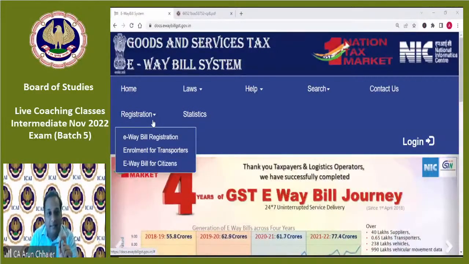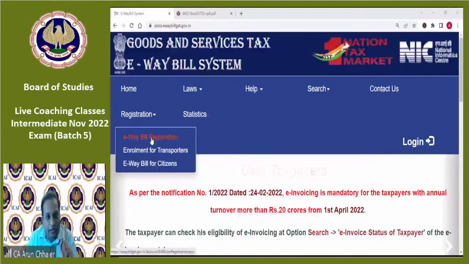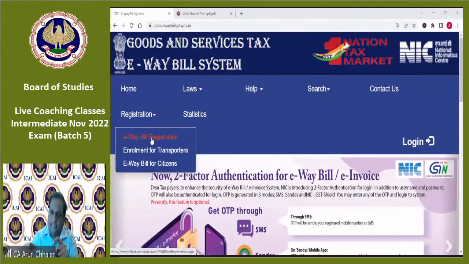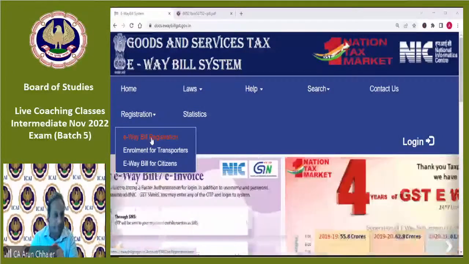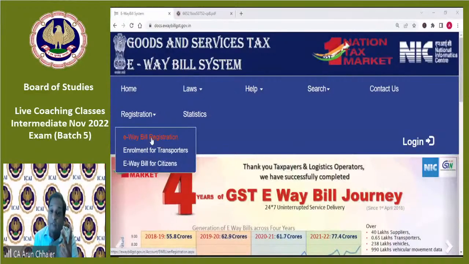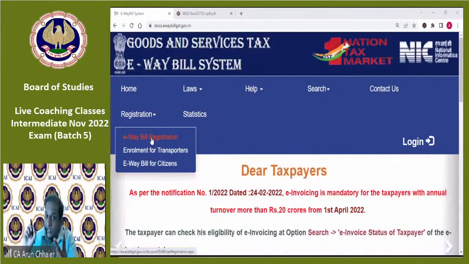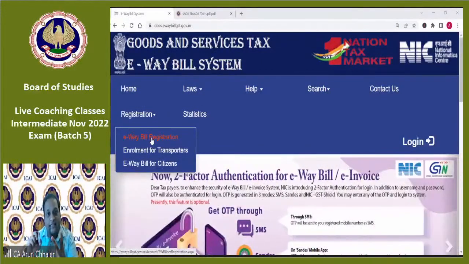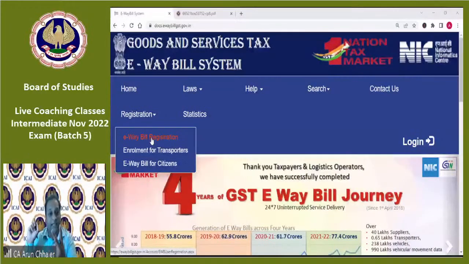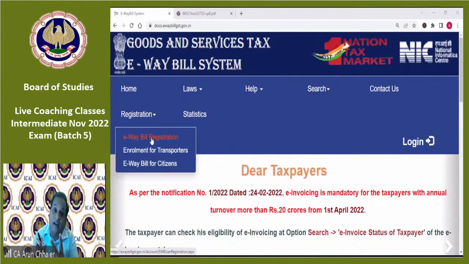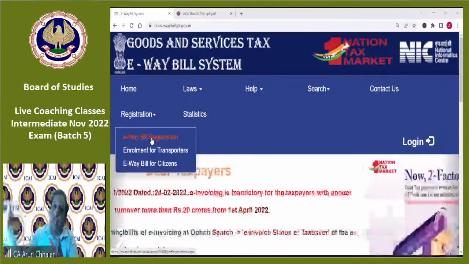First point, either I have the GST number. If I have the GST number, I will click on the first option, e-way bill registration. I will put my GST number and other details, and after that I will create my login. Second, if I am a transporter and not registered in GST, then the e-way bill website gives the option to register. The e-way bill website gives the option to register the transporter even though they do not have a GST number.